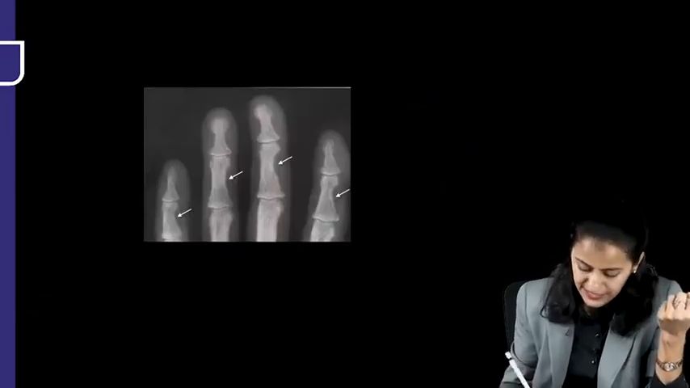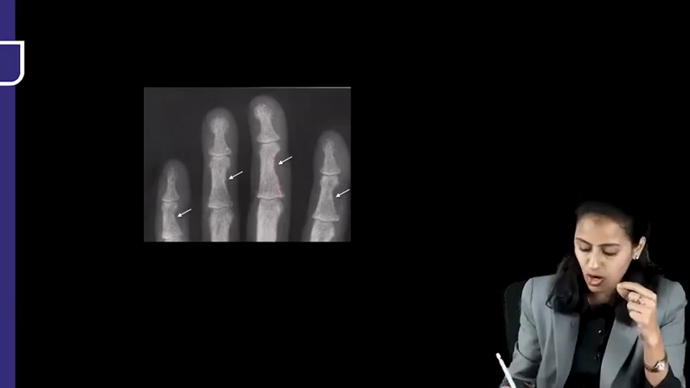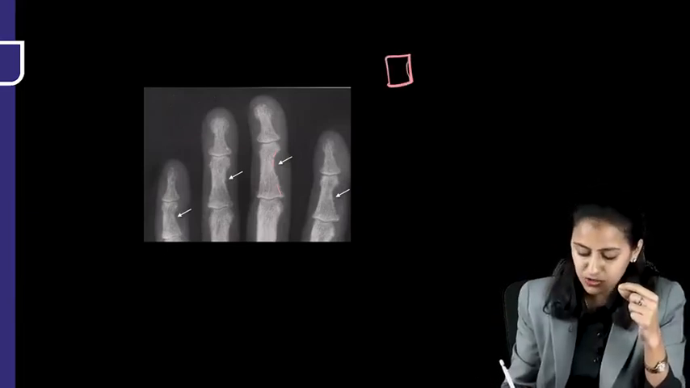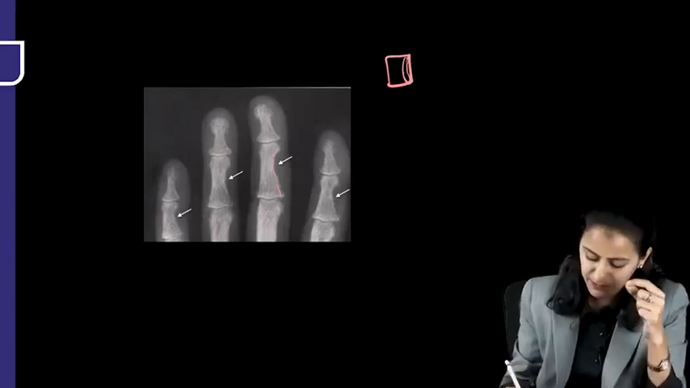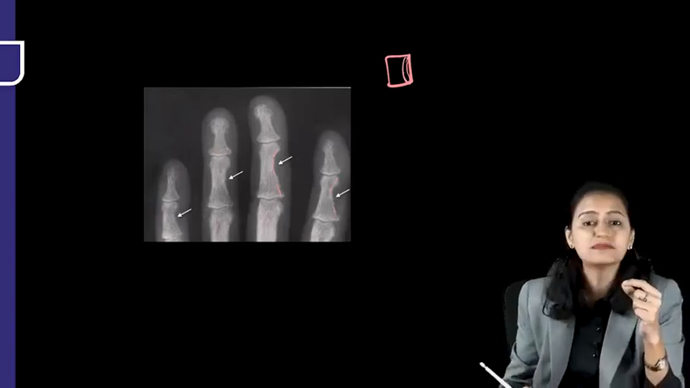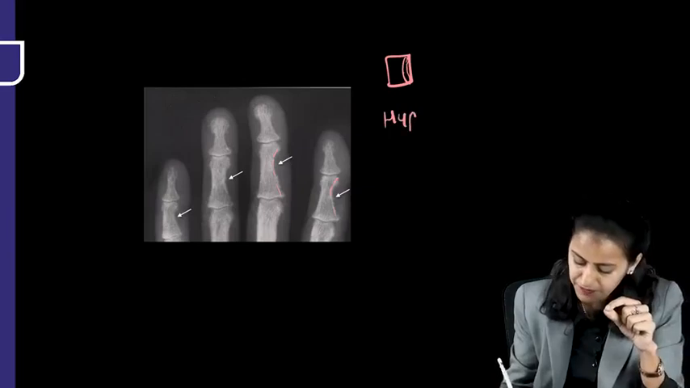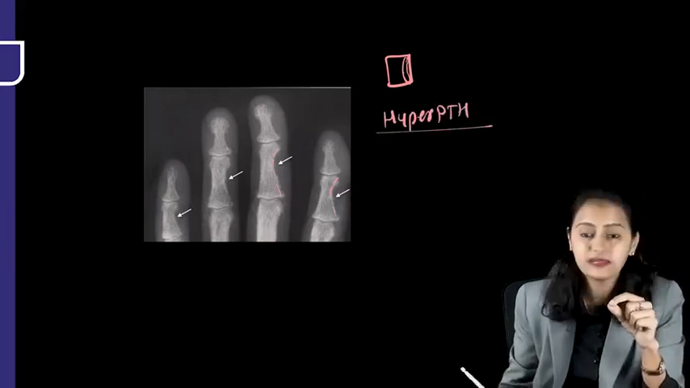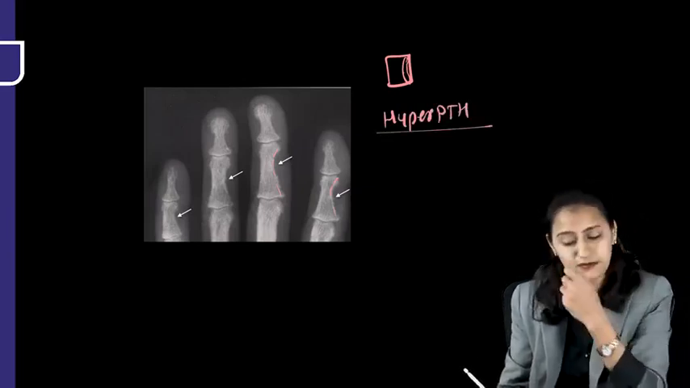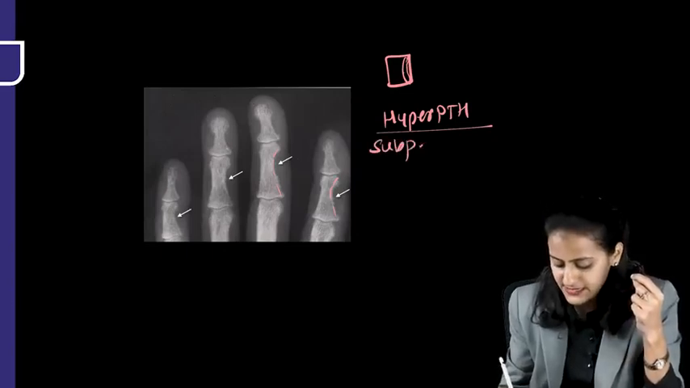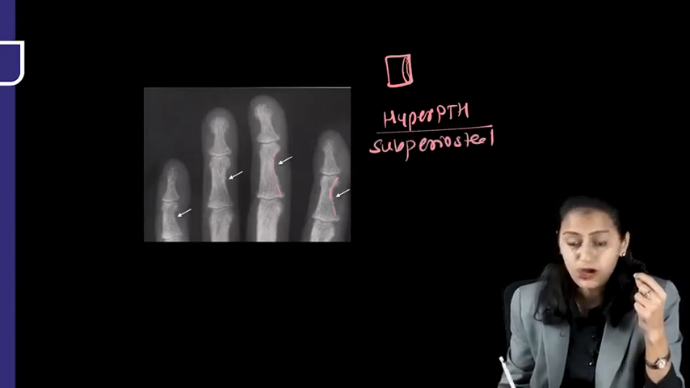So, in the middle phalanx, we are seeing a surface which has become concave. Normally, it should be smooth. So, there is a resorption of the bone which is happening. So, subperiosteal bone resorption is a feature of hyperparathyroidism. This is subperiosteal bone resorption.